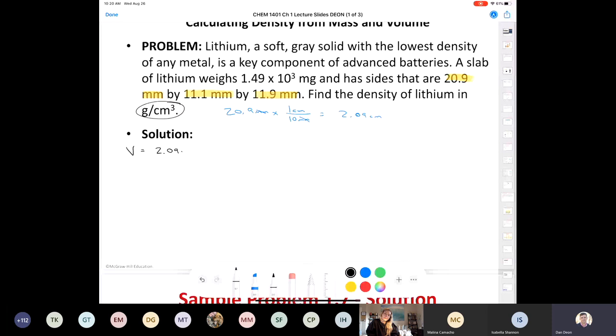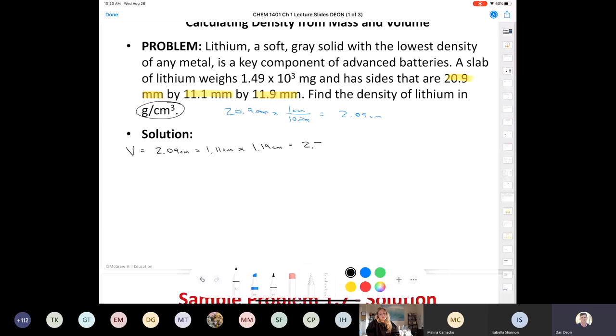Let me grab the old calculatrice here. That's French for calculator. I think I spilled something on my calculator and the decimal button doesn't work. 1.19. Anyhow, you punch that in your calculator and you end up with 2.76 centimeters cubed.